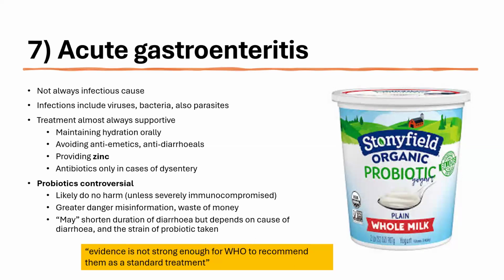One slide on acute gastroenteritis, because this is very common in children. Obviously, this isn't always an infectious cause in children. But infections do include viruses, bacteria, as well as parasites, but the parasites will more likely cause a prolonged persistent diarrhea. Treatment is almost always supportive. The idea is to maintain hydration, and avoid antiemetics and antidiarrheals. Zinc has been proven to help children get better slightly faster and to prevent another bout of gastroenteritis soon. And antibiotics are really only used in cases of dysentery, usually.